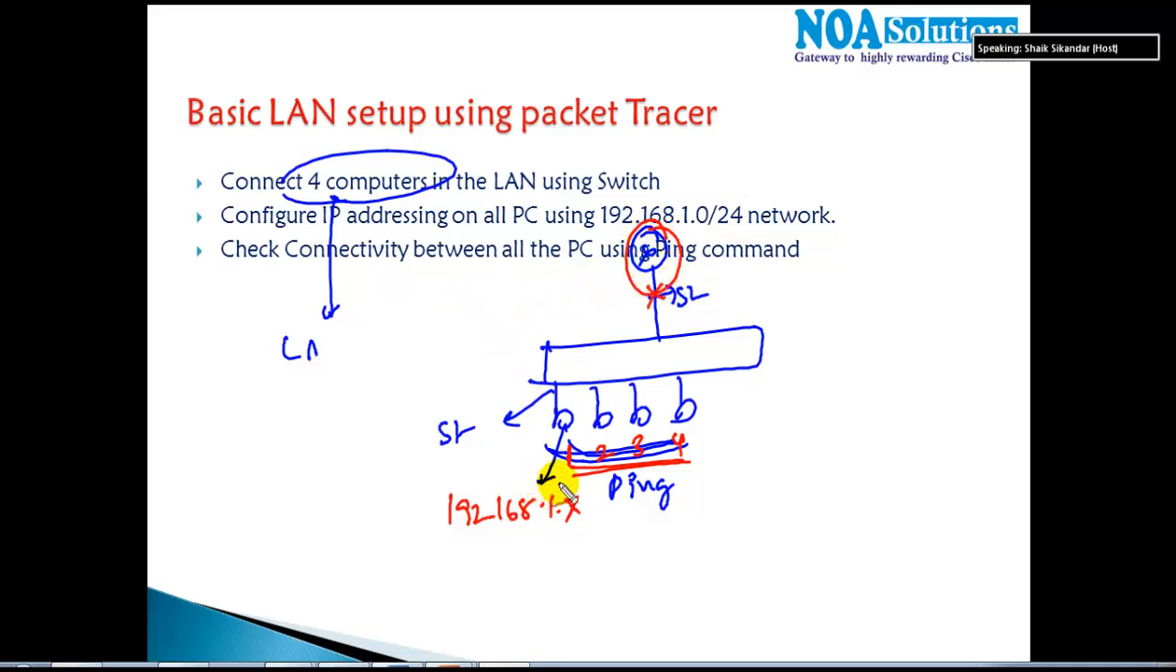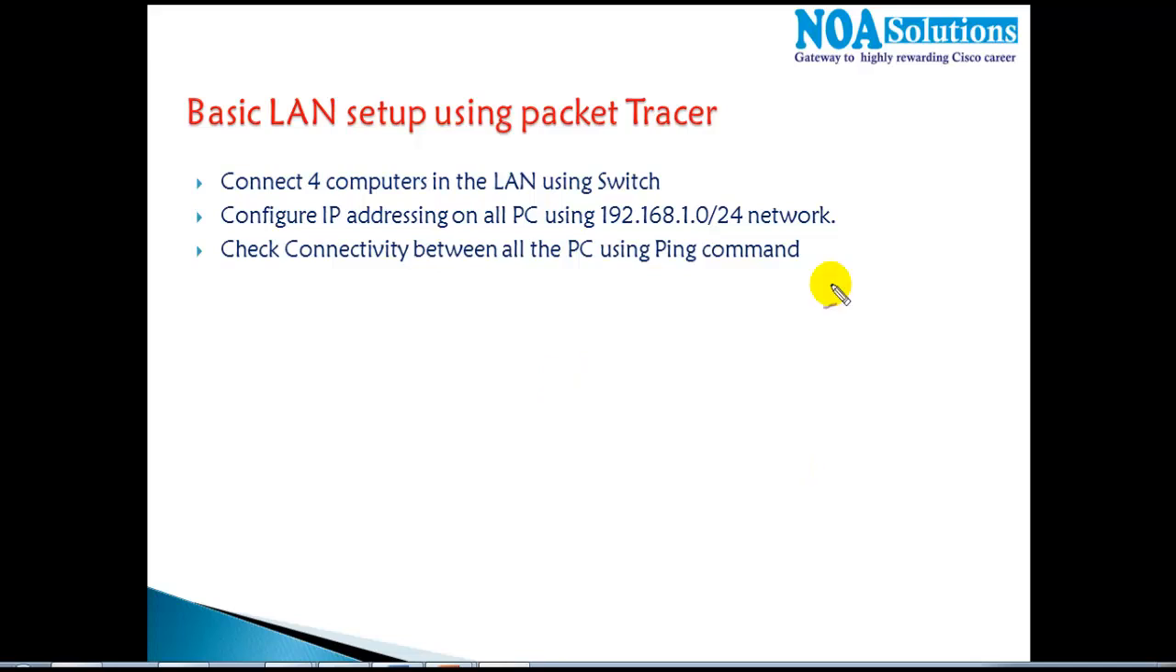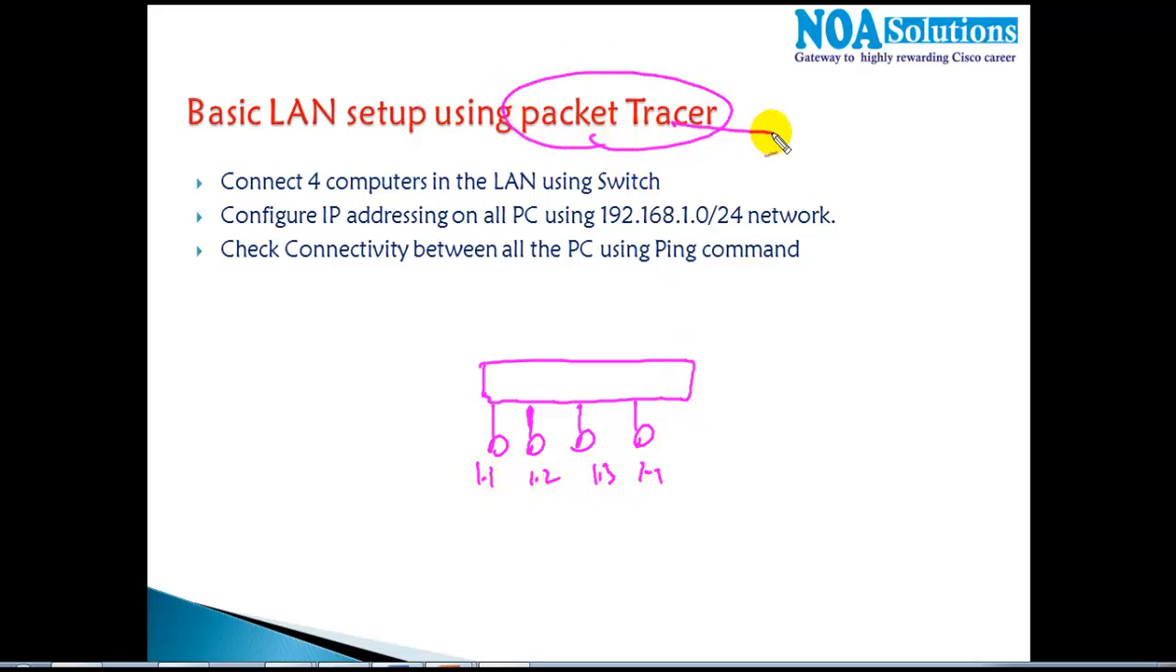Okay, and then finally, we'll ensure that this PC 1.1 is able to communicate with 1.2, 1.3, 1.4, the remaining PCs, and we are going to test the basic connectivity by using ping commands. To implement this lab, I can either have a physical switch and 4 different computers connected in the LAN through straight cables, and then assign the IP addresses. But here I'm going to show you everything on a simulation tool, a packet tracer.